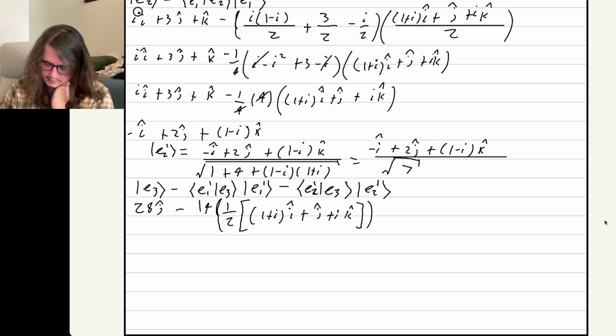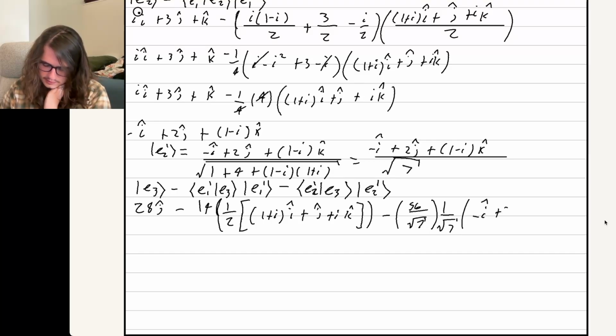And then the inner product of E2 with E3, you just multiply the j components. The j component before was 2 over root 7. So we've got 28 times 2, which is 56, divided by root 7. And then we've also got the E2 vector, which was 1 over root 7 times minus i hat plus 2j hat plus 1 minus i k hat. Okay.